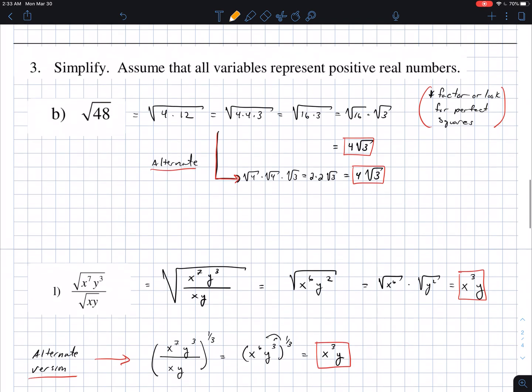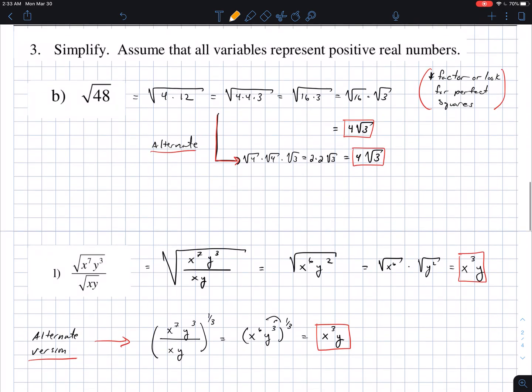Okay, number 3. Simplify. Assume that all the variables represent positive real numbers. Now, there's different ways to attack different beasts, and everybody has a different way of doing things, so it's not a big deal. There's a couple of different basic ways to look at it. You could factor it, or you could look for perfect squares. In the top part, you can see I'm looking at the perfect squares.